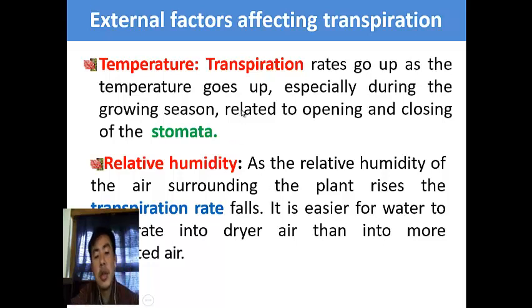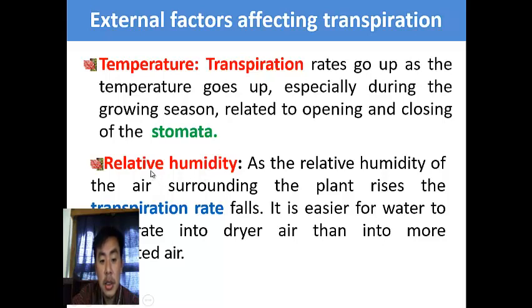Now let's focus on external factors affecting transpiration. So the first factor is temperature. If the temperature is high, there will be more transpiration. And if the temperature is low, there is less transpiration.